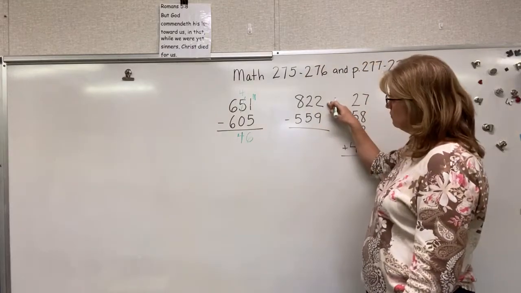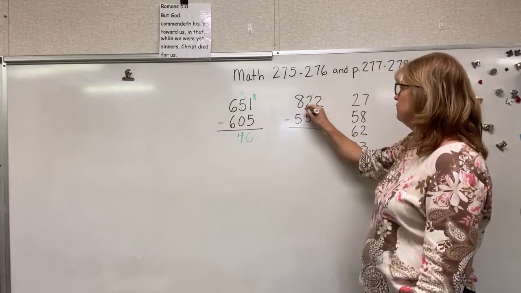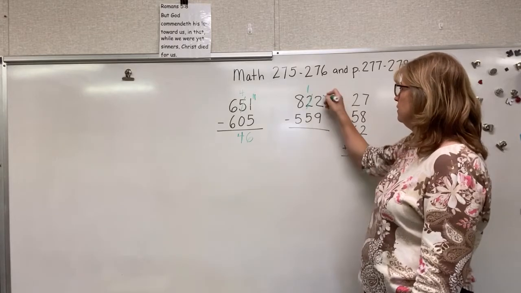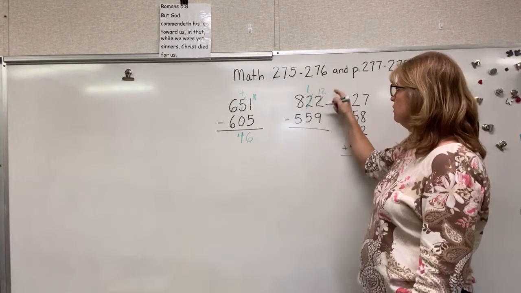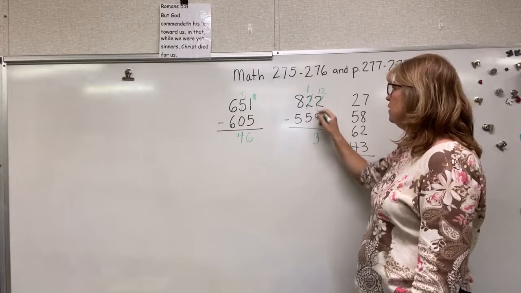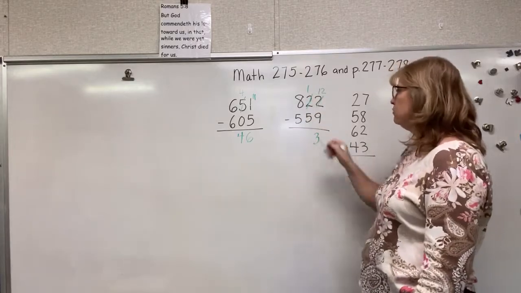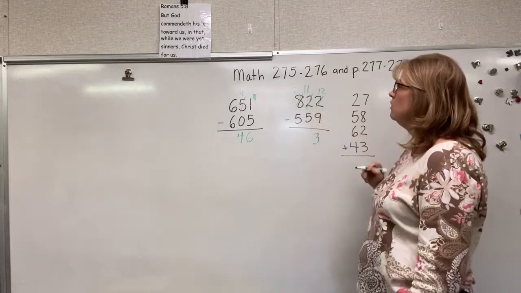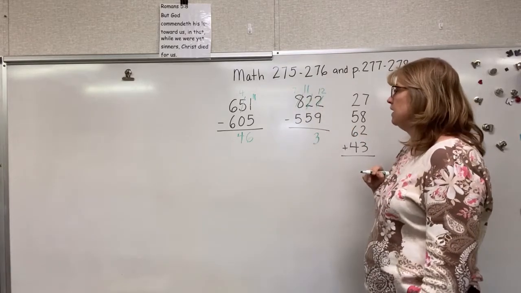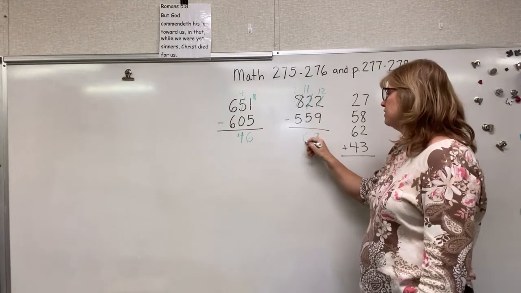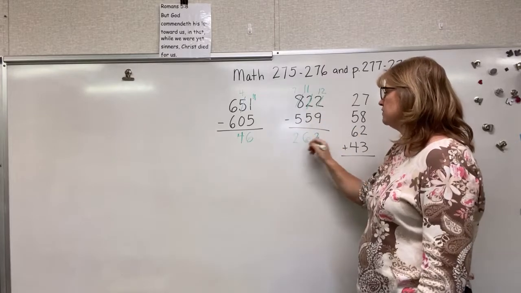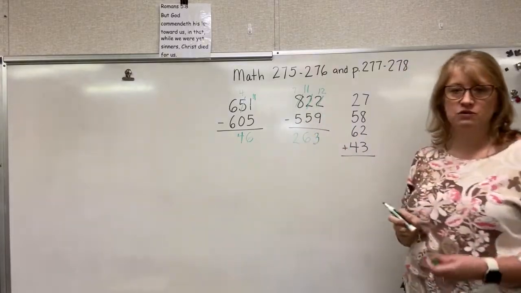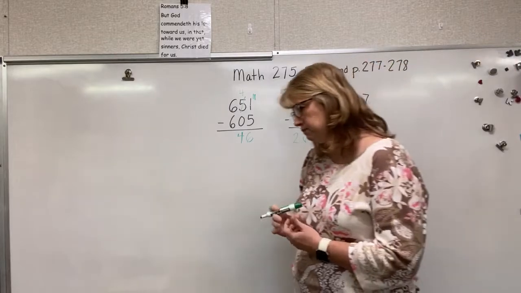Can we take 9 from 2? No. We have to borrow from the 2, make it a 1. Make the 2 a 12. 12 minus 9 is 3. We cannot take 5 from 1, so we have to borrow again from the 8 and make the 1 an 11. 11 minus 5 is 6, and then 7 minus 5 is 2, and the answer is 263.